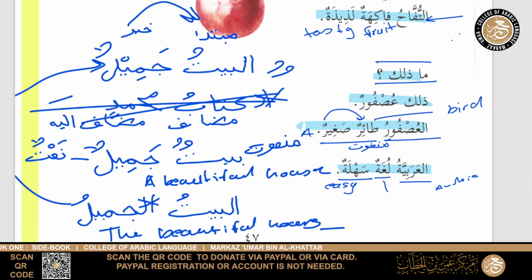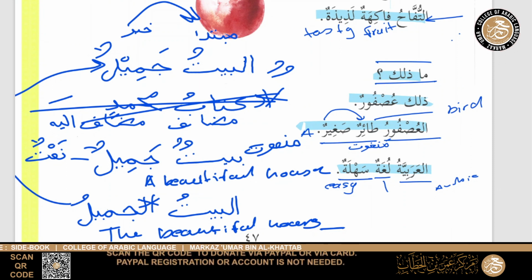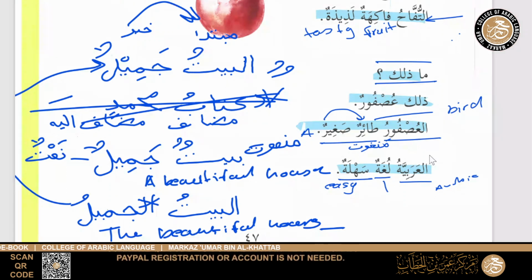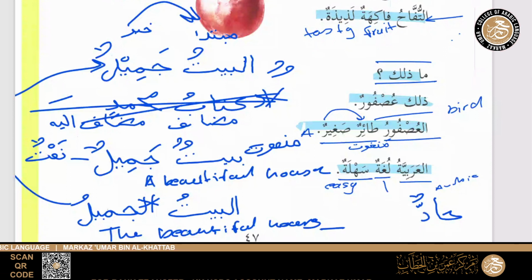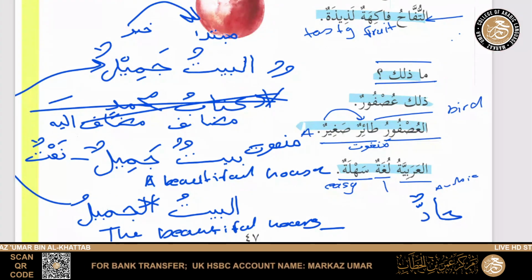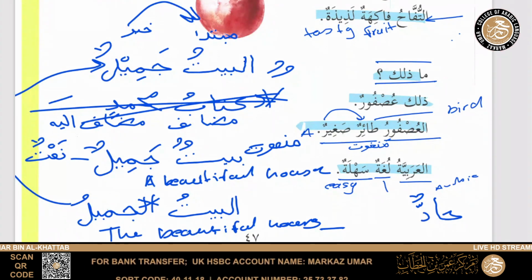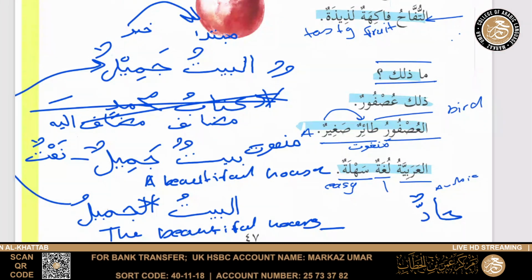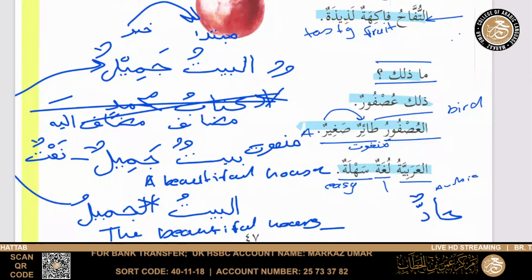Okay, someone asked, how do you say sharp? The word for sharp is had. So you say the knife is very sharp. Baytun jamilun, a beautiful house. And if you say al-baytu jamilun, the beautiful house. And if you say al-baytu jamilun, the house is beautiful.